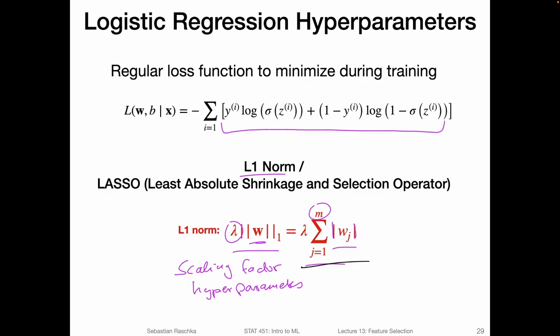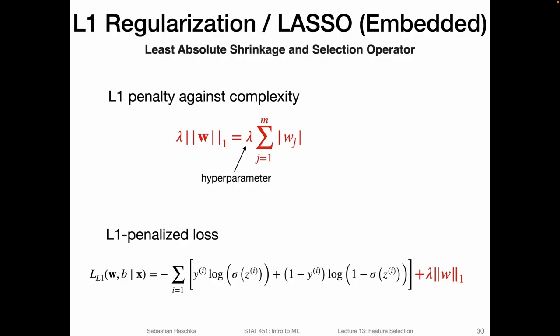So we have two things. We have now a loss function, that is the regular loss function in logistic regression. And we have this so-called L1 norm or L1 penalty term, which in linear regression is also sometimes called, the original model is actually called LASSO, which stands for least absolute shrinkage and selection operator. Why am I telling you about this? When we want to think about this embedded feature selection approach, we actually add this penalty to the loss function.